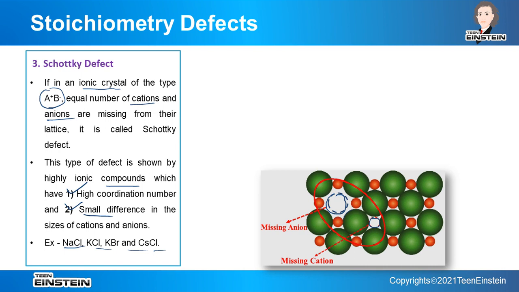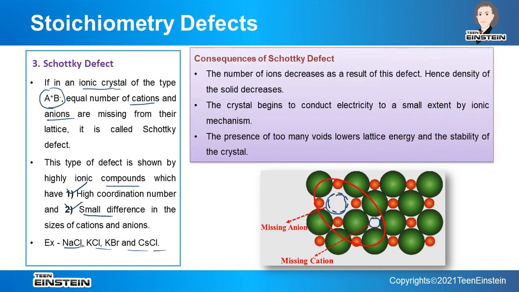Now because of this Schottky defect, there are some consequences. So what are these consequences of Schottky defect? Number of ions decreases as a result of this defect. Obviously, because cation and anion both are missing, density will decrease, just as we have seen in case of vacancy defect, because volume will remain the same but mass will decrease.